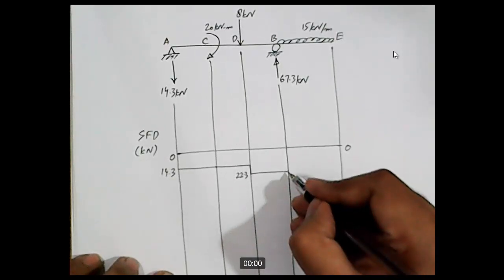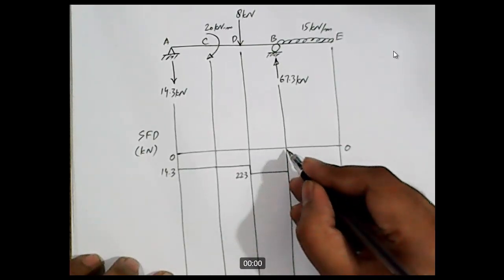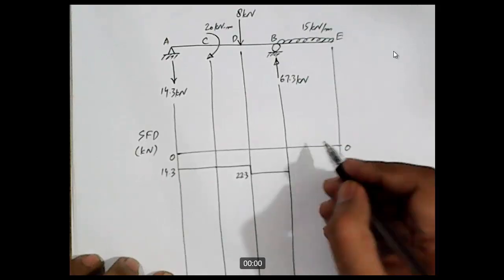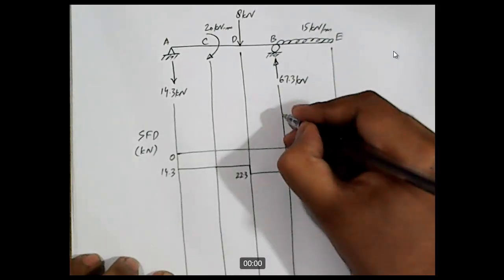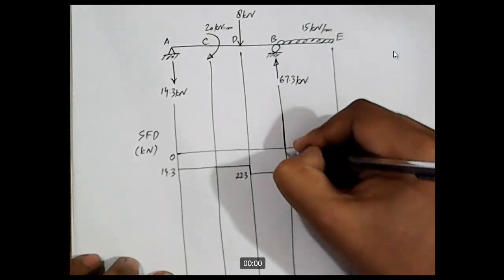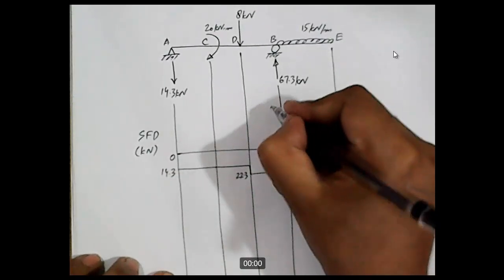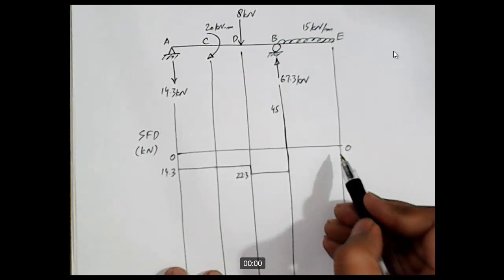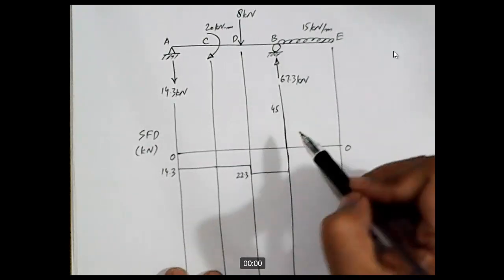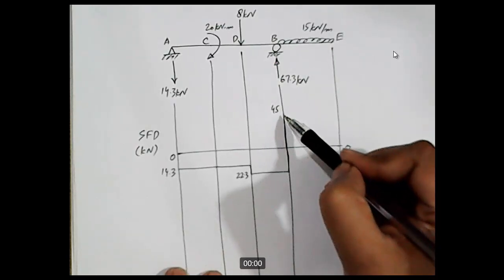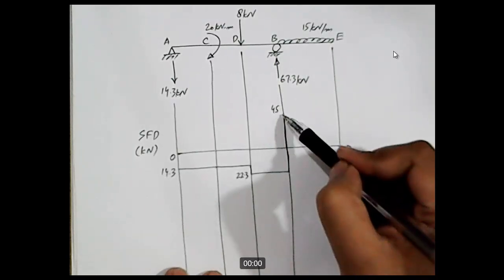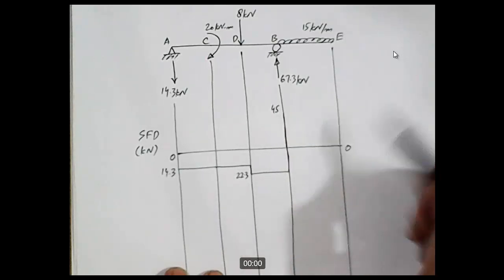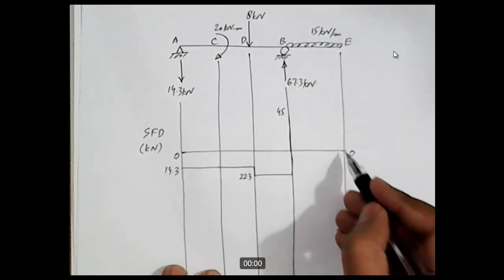And then at point B, from portion BE, the value of shear is 45. So we will move in the upward direction. It is 45 here. And then for point E, the value of shear is 0. We have a UDL here. We have 45 kilonewton here, and the value of shear is 0 at this point.